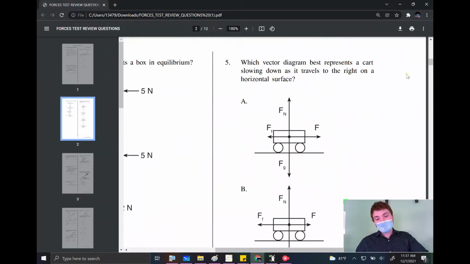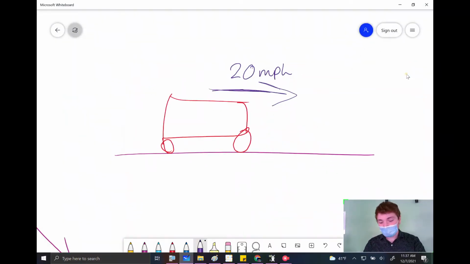Okay. Number 5, which vector diagram best represents a cart slowing down as it travels to the right on a horizontal surface? Well, if I'm traveling to the right and I want to slow down, that means I need to be accelerating to the left. I need to be changing my velocity to become more leftward. In other words, I need to be applying a force to the left in order to bring my rightward velocity back down.